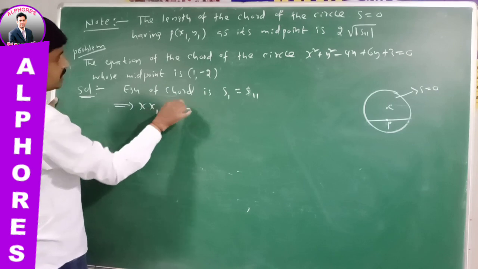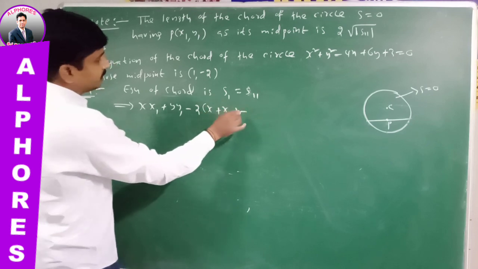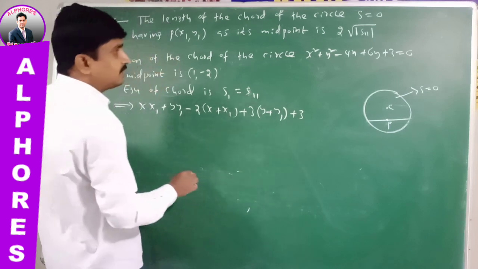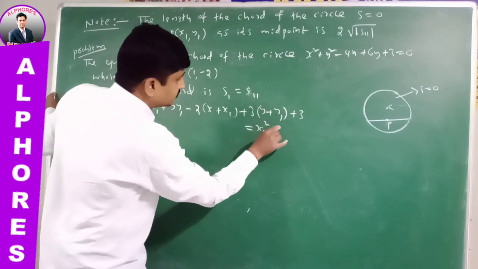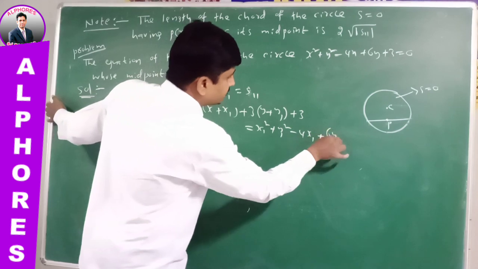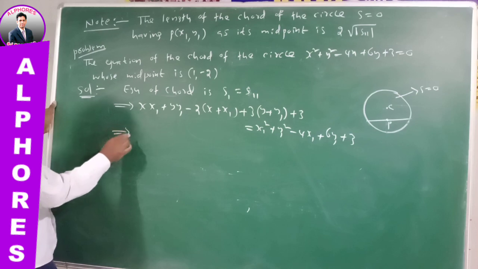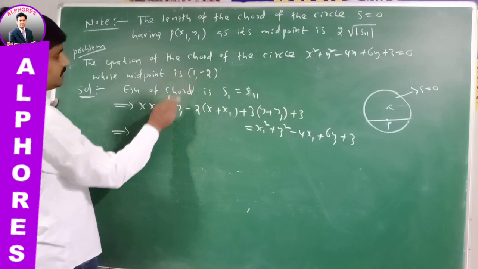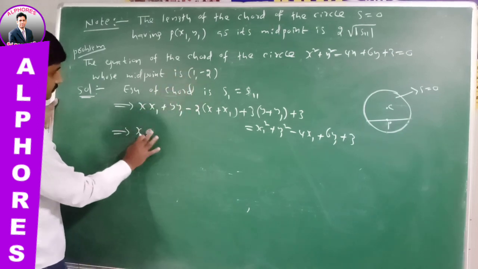Here s1 for the given circle is x x1 plus y y1 minus 2 of (x plus x1) plus 3 of (y plus y1) plus 3, equal to s11, which is x1 square plus y1 square minus 4x1 plus 6y1 plus 3. Now x1 comma y1 equal to what? 1 comma minus 2. Your midpoint is x1 comma y1, so in place of x1 it is 1, and y1 equal to minus 2.